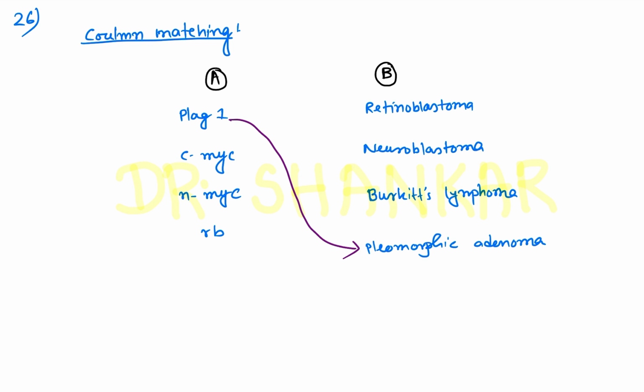C-MYC gene is related with Burkitt's lymphoma. N-MYC gene is related with neuroblastoma, and RB gene is related with retinoblastoma. So this is the answer: PLAG1 with pleomorphic adenoma, C-MYC with Burkitt's lymphoma, N-MYC with neuroblastoma, and RB gene with retinoblastoma.